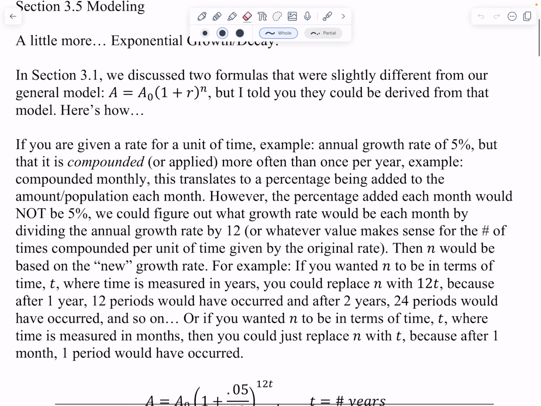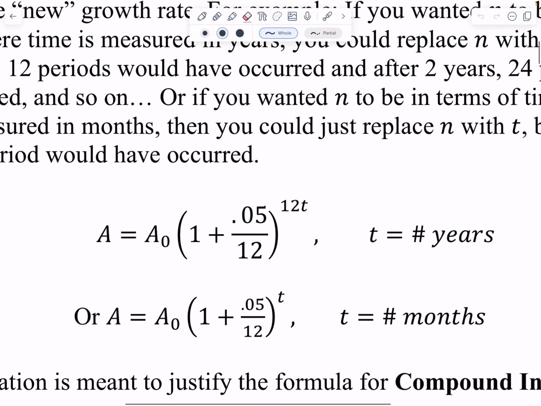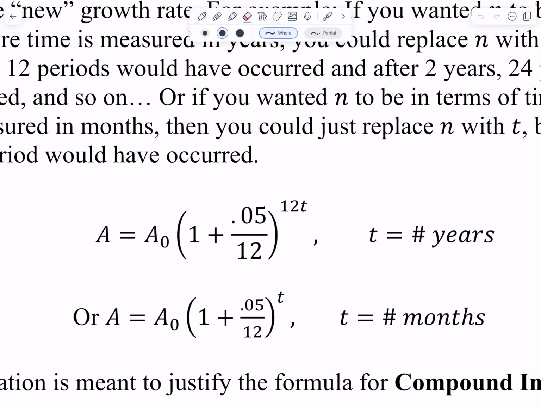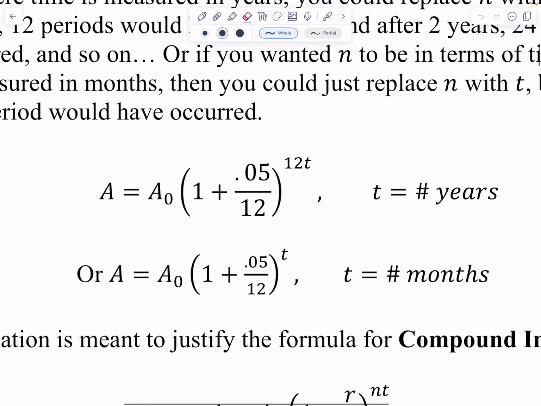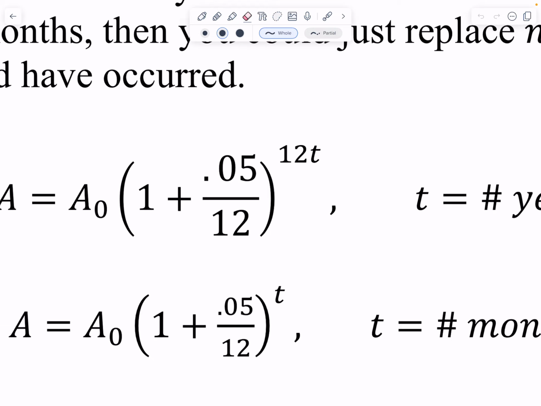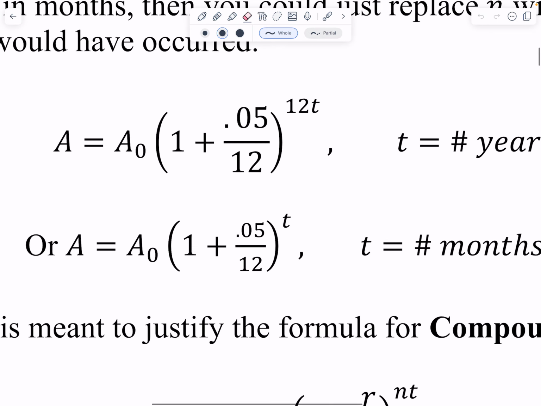So you can come up with the different models, and remember the exponent position in the general model represents the number of periods that have occurred. Depending on the units that you want to use, you can come up with that model. So I have the two different ones here representing that annual growth rate of 5%, but compounded monthly. If you want t to be in years, then after 1 year, 12 periods have occurred, so that's why we have 12t in the exponent position. But if we wanted t to be in months, that matches up with the actual growth rate, which would be 0.05 divided by 12.